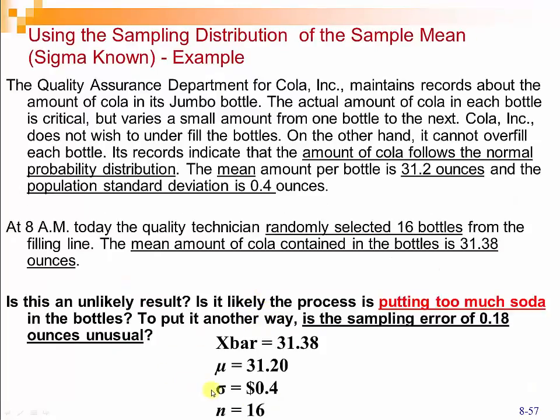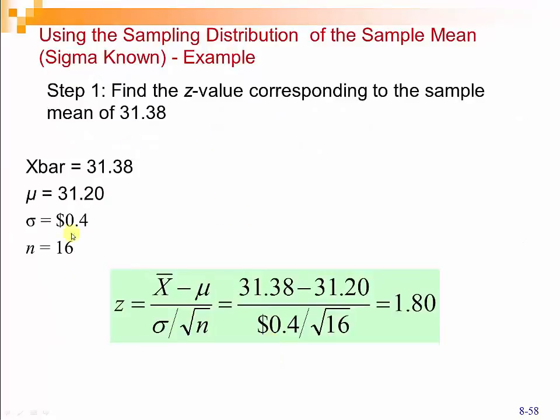Here are our values. We plug those values into the formula. So our x bar is 31.38 minus our mu of 31.20, divided by our sigma, which is the population standard deviation, divided by the square root of n. We calculate all of that out, and we find that our z value, this is just step 1, is 1.80.